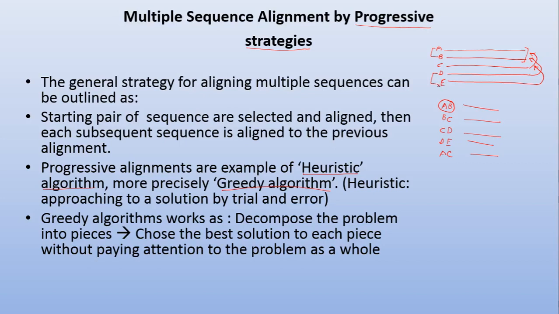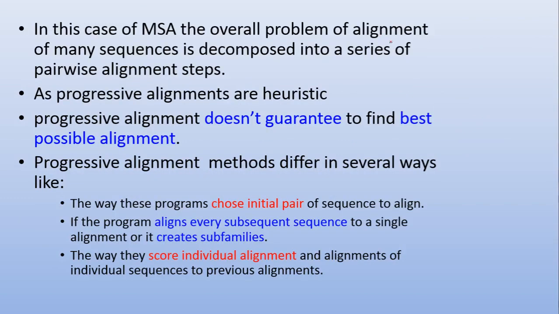So our objective in a greedy algorithm is to find the best solution for a given smaller problem without considering how it would affect the multiple sequence alignment, or the bigger problem as such. Such algorithms are called greedy algorithms, and that is how most of the progressive strategies work. In the case of MSA, the overall problem of aligning many sequences is decomposed into a series of pairwise alignment steps.